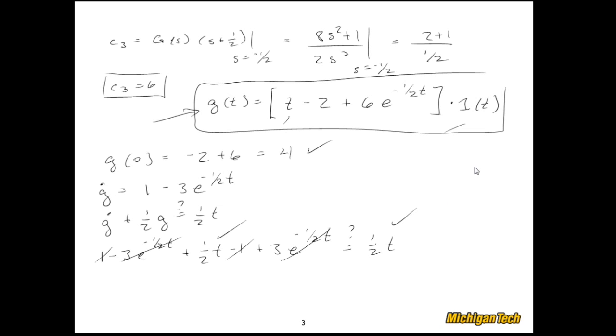So let's just do one more example. And that example is going to look like this. x double dot plus 2x dot plus 17x equals 17e to the negative 2t. And I'll put the step in there again. And let's give it some initial conditions.